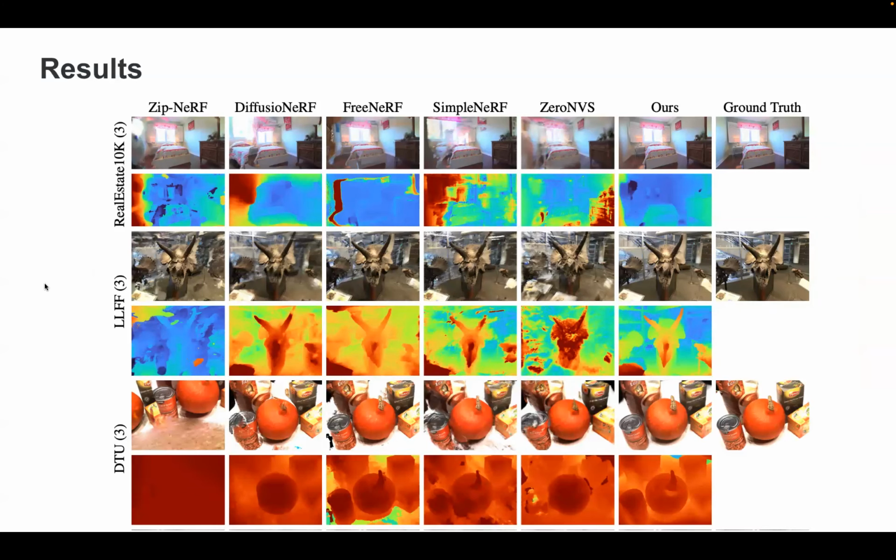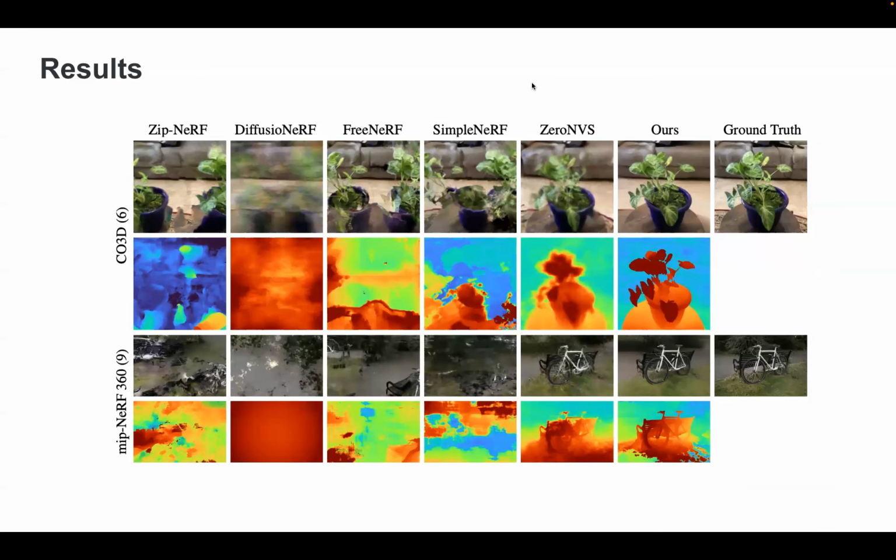About the results, they compare on various data sets, mainly against these. They compared also to ZipNeRF, which they build up on, which is the state-of-the-art NeRF for dense views. But they also compare mainly to all these sparse view reconstruction methods. And they show on different data sets that they can reconstruct also complex scenes much better than previous works.